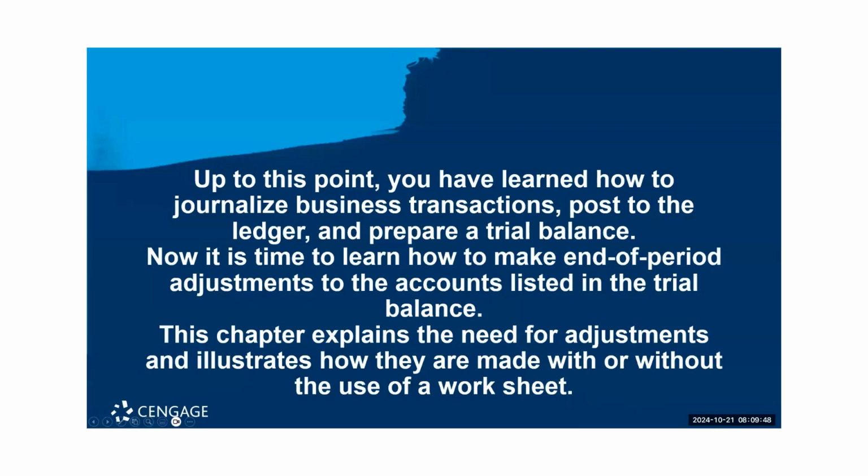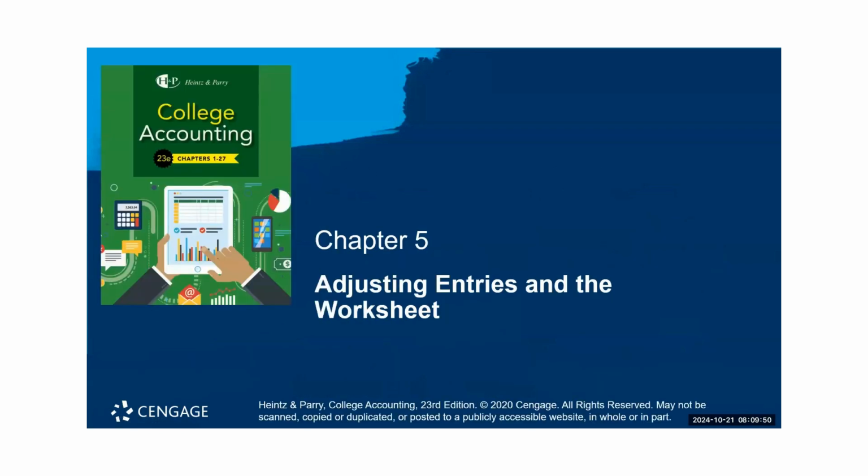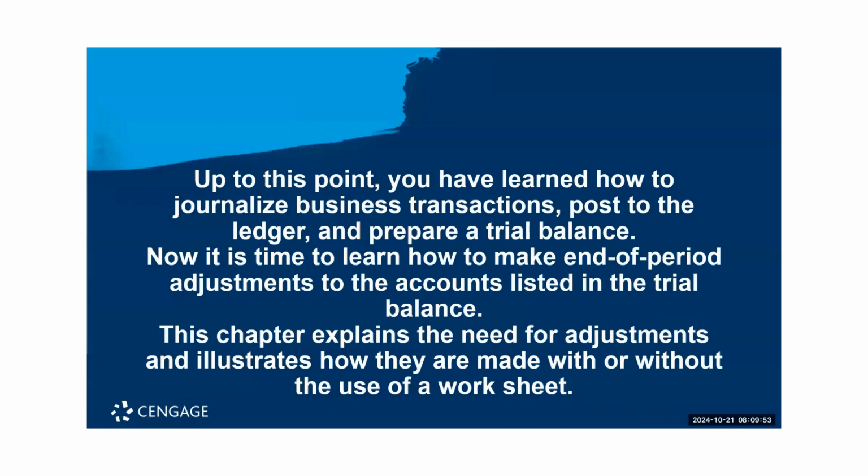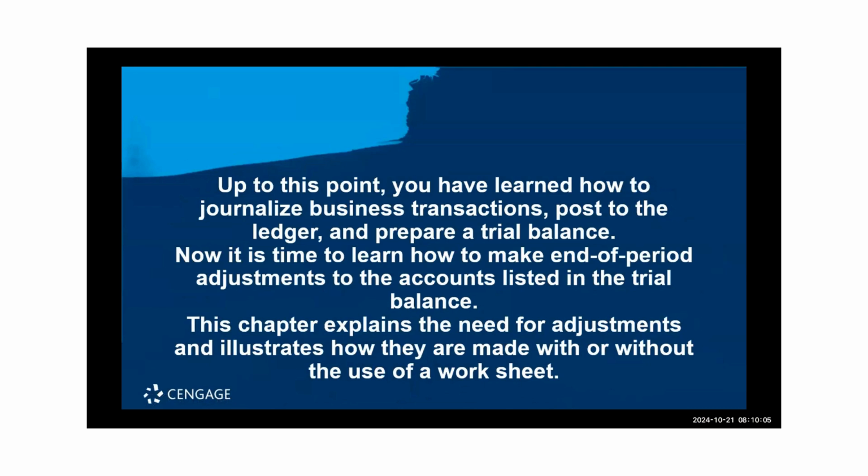All right, chapter 5, adjusting work entries on the worksheet. So up until this point, we have learned how to journalize business transactions, post to the general ledger, and prepare a trial balance. So now what we're going to talk about is making end of period adjustments to the accounts listed in the trial balance. This chapter talks about the need for adjustments, why we do them, and then I'm going to walk you through how to make those adjustments, whether or not we have a worksheet.